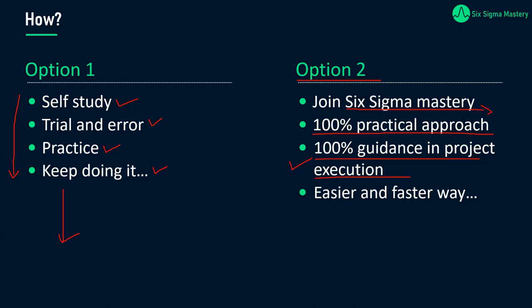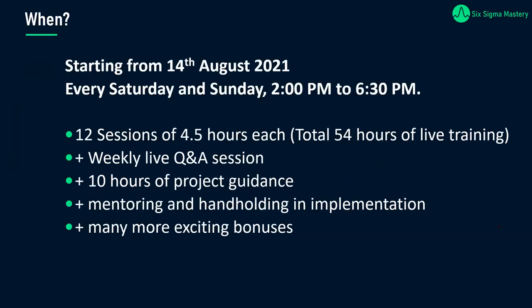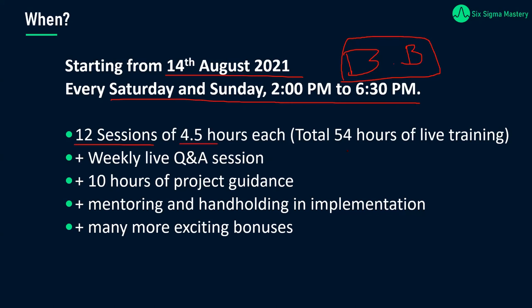And this is, of course, not easier. It is also a tough way to do it, but a faster way, right? Just an accelerated way. And when is it starting? From 14th August. The program that I'm starting is the black belt, the complete black belt course, which is advanced. It is starting from 14th August, every Saturday and Sunday, 2 p.m. to 6:30 p.m. And there are 12 sessions, 4.5 hours each. So there is a total of 54 hours of live training.